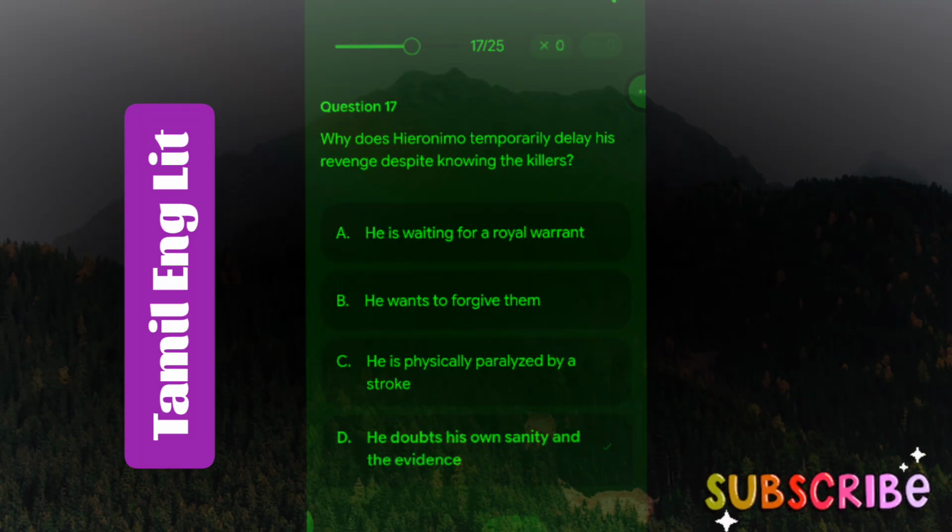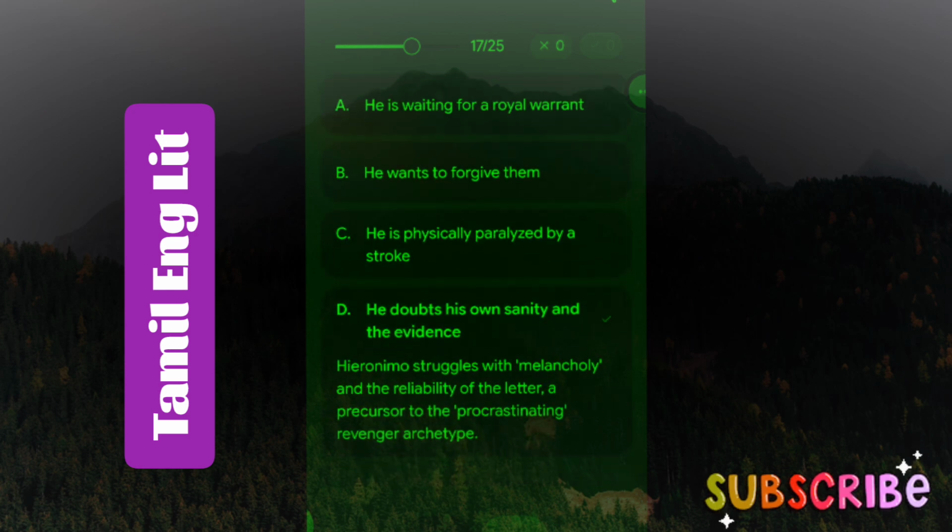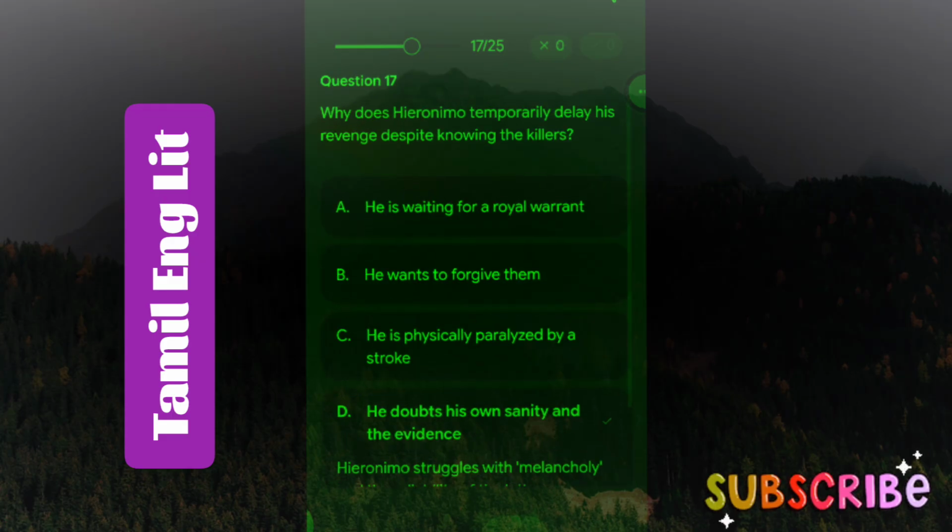Next question is, why does Hieronimo temporarily delay his revenge despite knowing the killers? He doubts his own sanity and the evidence. Hieronimo struggles with melancholy and the reliability of the letter, a precursor to the procrastinating revenger archetype.